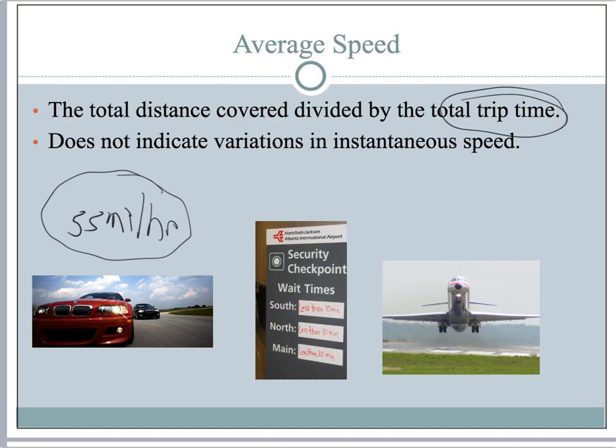Now, could your instantaneous speed match your average speed at that point in the trip? Of course it can. I might be going 55 miles per hour at a certain time, and then right after that, slow down or speed up. But my overall average speed, 55, could have matched my instantaneous speed during the trip.